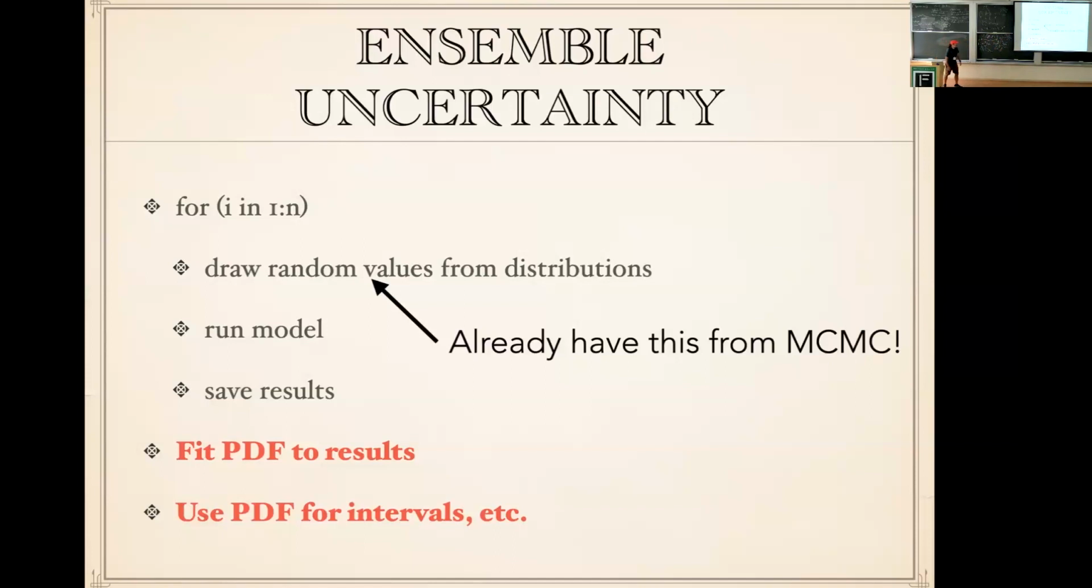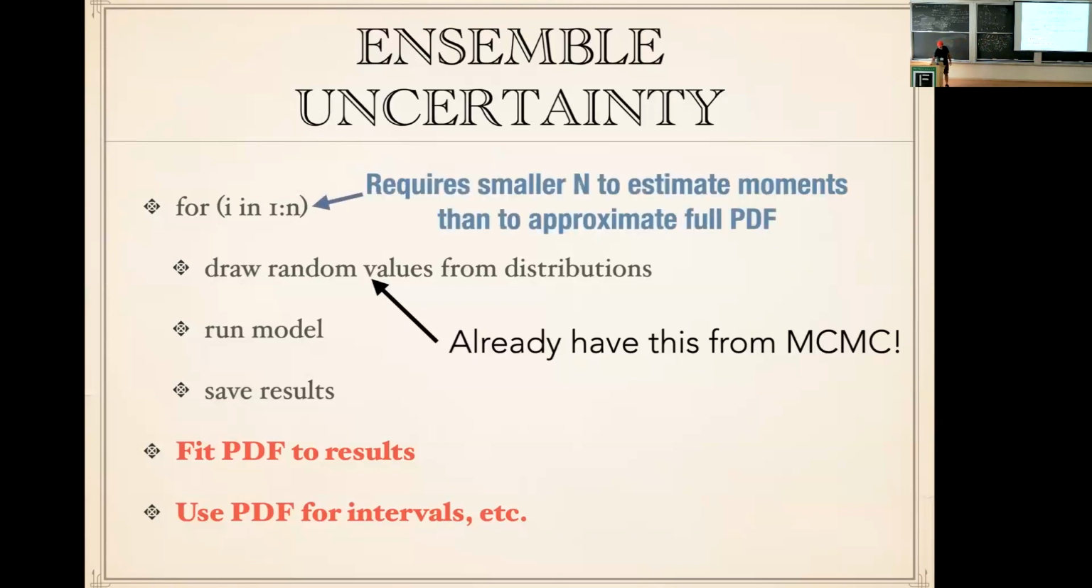Also worth noting, when you talk about drawing random values from distributions, if your parameters came from MCMC, you already have that. So MCMC and Monte Carlo error propagation go together very nicely. And the trade-off there is between sample size and your willingness to make assumptions about distributions.